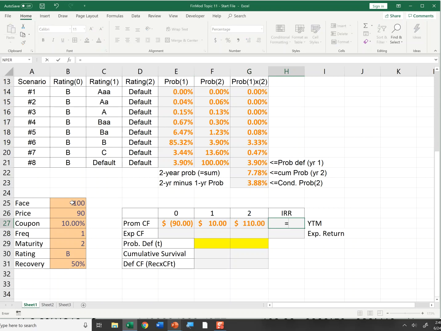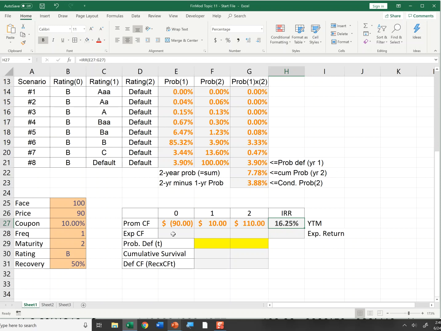If I simply take the IRR of the promised or contractual cash flows, that is the YTM of this bond. That's the yield to maturity. But in some sense, it's the best case scenario. In other words, if this bond does not default, I will earn 16.25%, with the caveat that I'm able to reinvest this coupon at 16.25%.